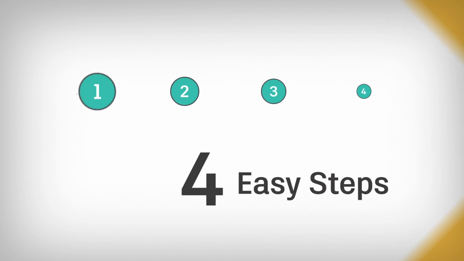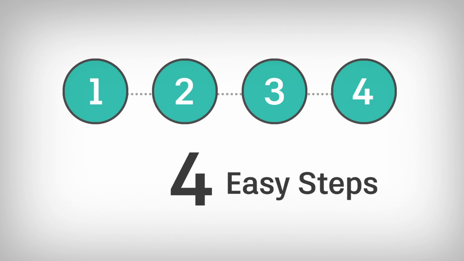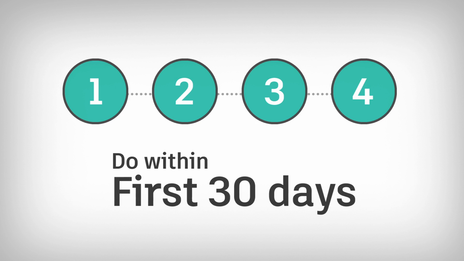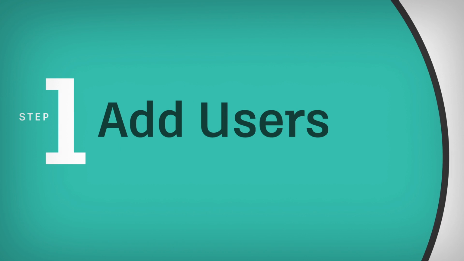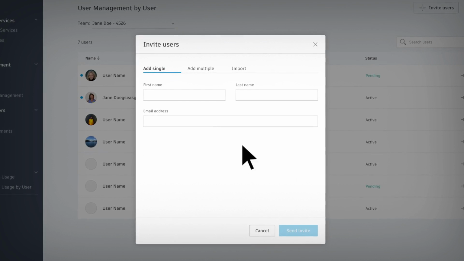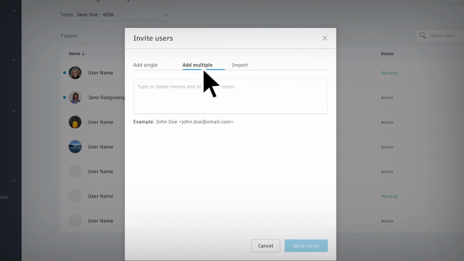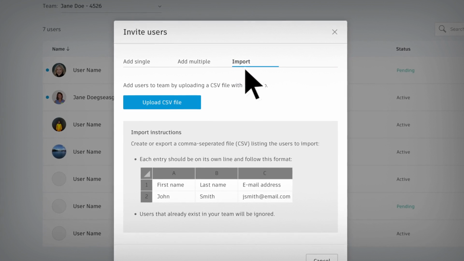You can make the transition in 4 easy steps. Here's what you'll need to do in your first 30 days after trade-in. First, you'll need to add users. In the standard plan, you can invite single users, multiple users, or import a file for a bulk invite.